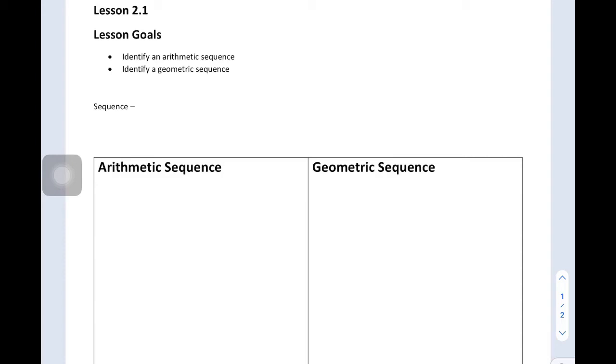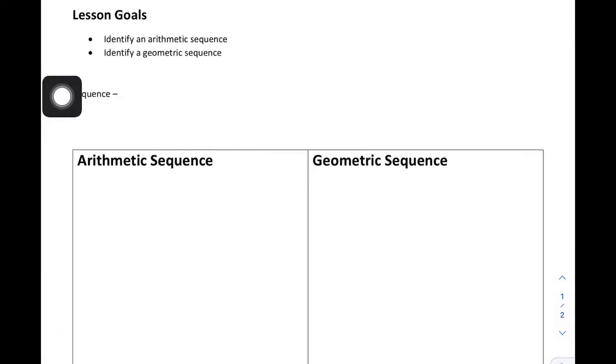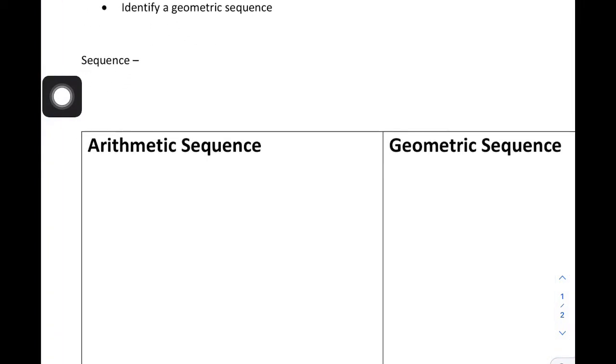Lesson 2.1, our lesson goals for today: identify an arithmetic sequence and identify a geometric sequence. This is the first lesson of our new chapter where we're talking about sequences, and mainly these two, arithmetic sequences and geometric sequences. Now, before I can actually get into the difference between these two, let's in general talk about what a sequence is in math.